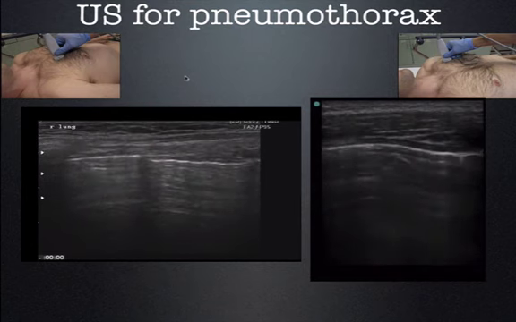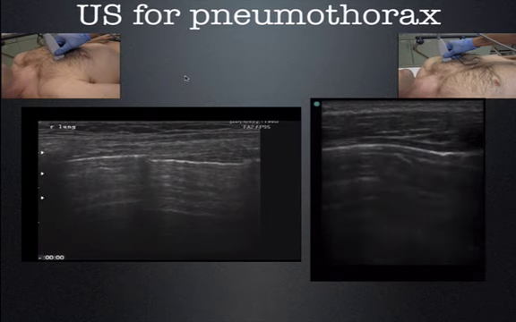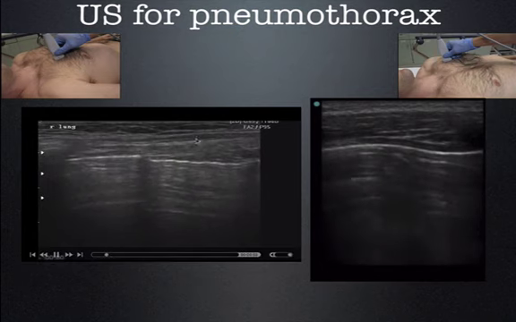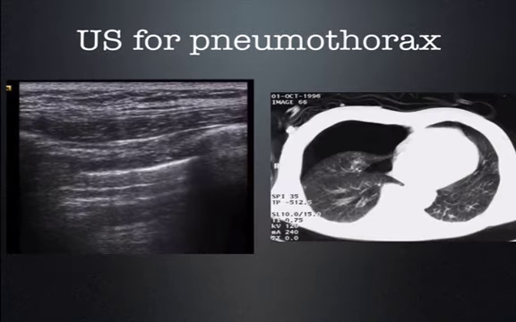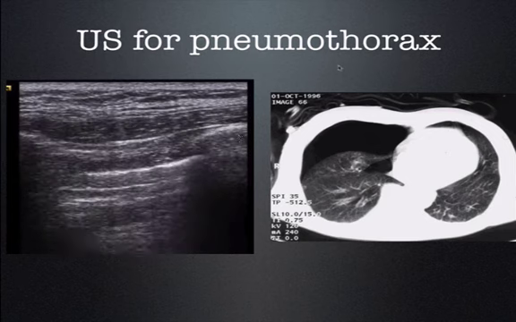These would be other reasons for loss of a sliding lung sign. However, if you're concerned clinically this patient could have a pneumothorax and you identify this on the left and this on the right, this is the side that you need to needle decompress and put a chest tube in. So, to be able to 100% rule in pneumothorax, you need to be able to identify a lung point.